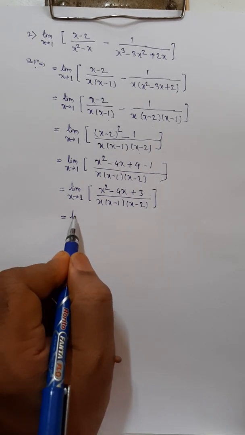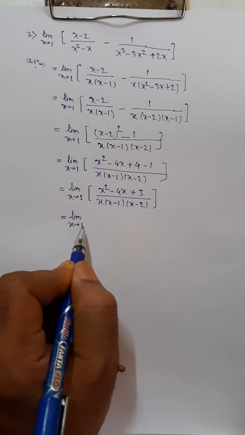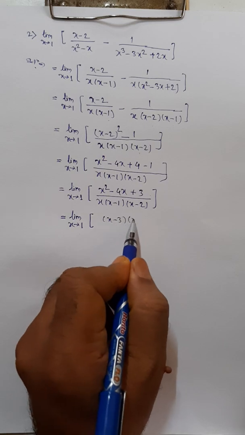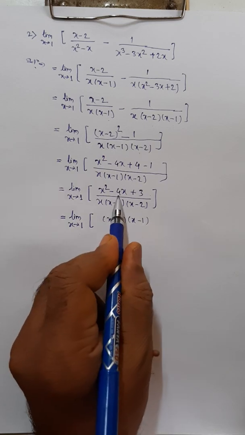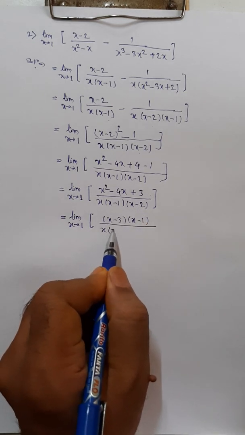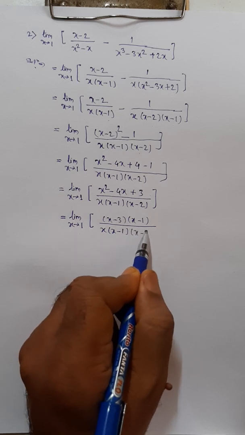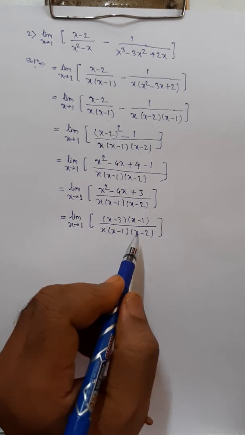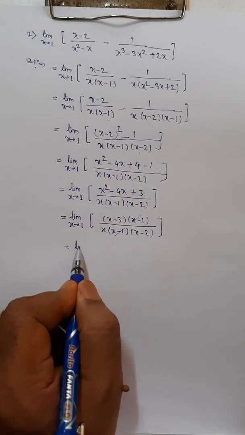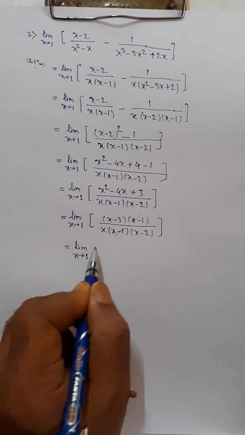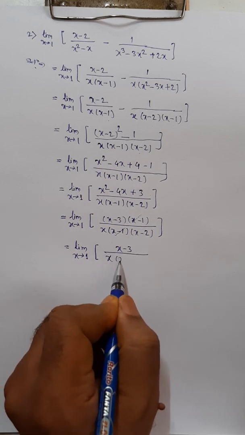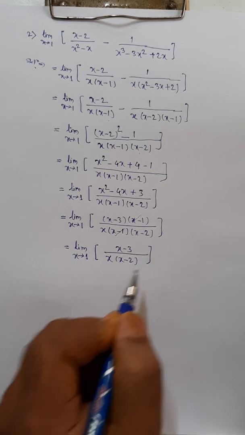Again we factorize the numerator. So limit as x tends to 1, here the factors are x minus 3, x minus 1, that is minus 3 and minus 1, minus 4, and minus 3 into minus 1 is plus 3. Denominator same, x into x minus 1, x minus 2, and we get here the common factor x minus 1, that cancels. So it is equal to limit as x tends to 1, we get x minus 3 in the numerator and the denominator is x into x minus 2, and now we can take the limit.